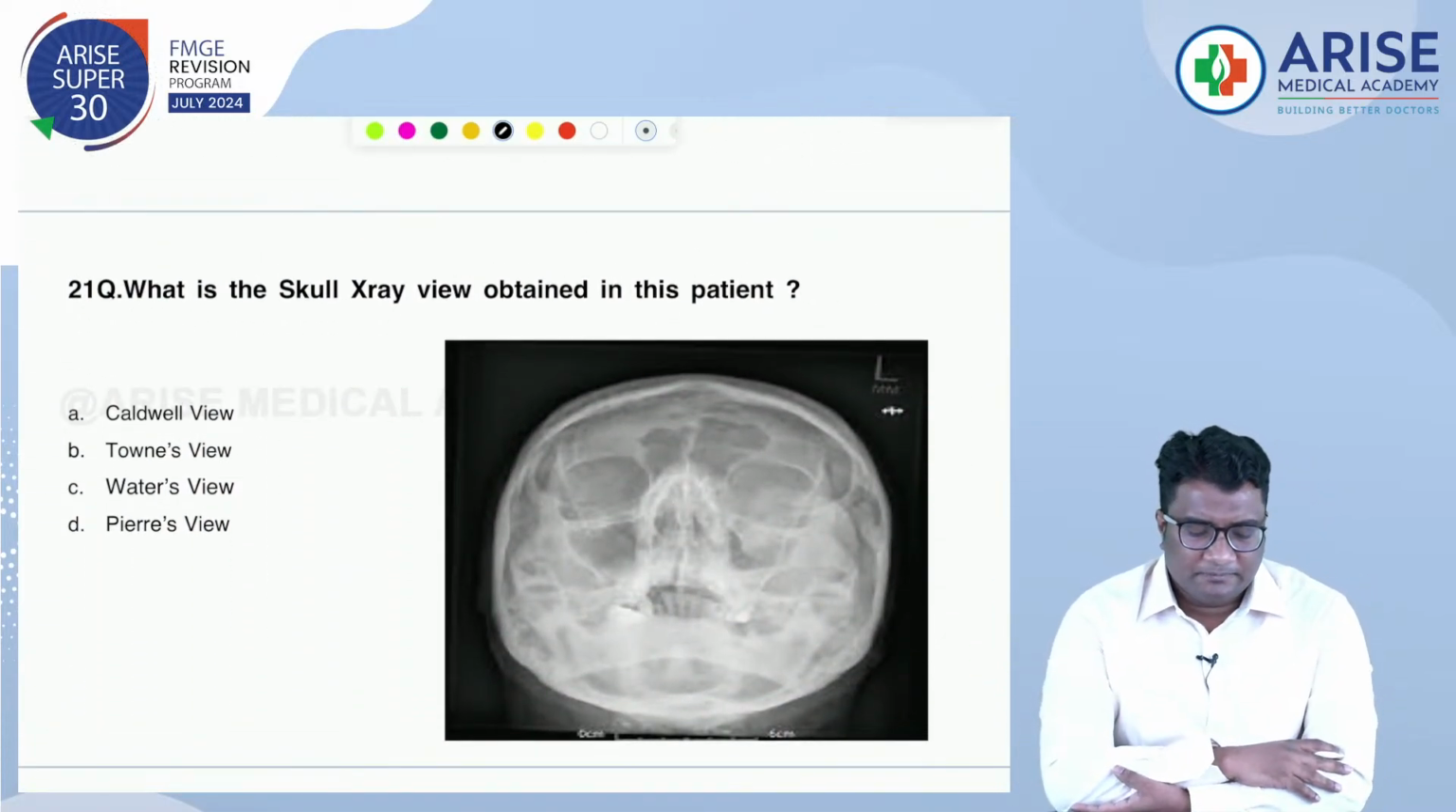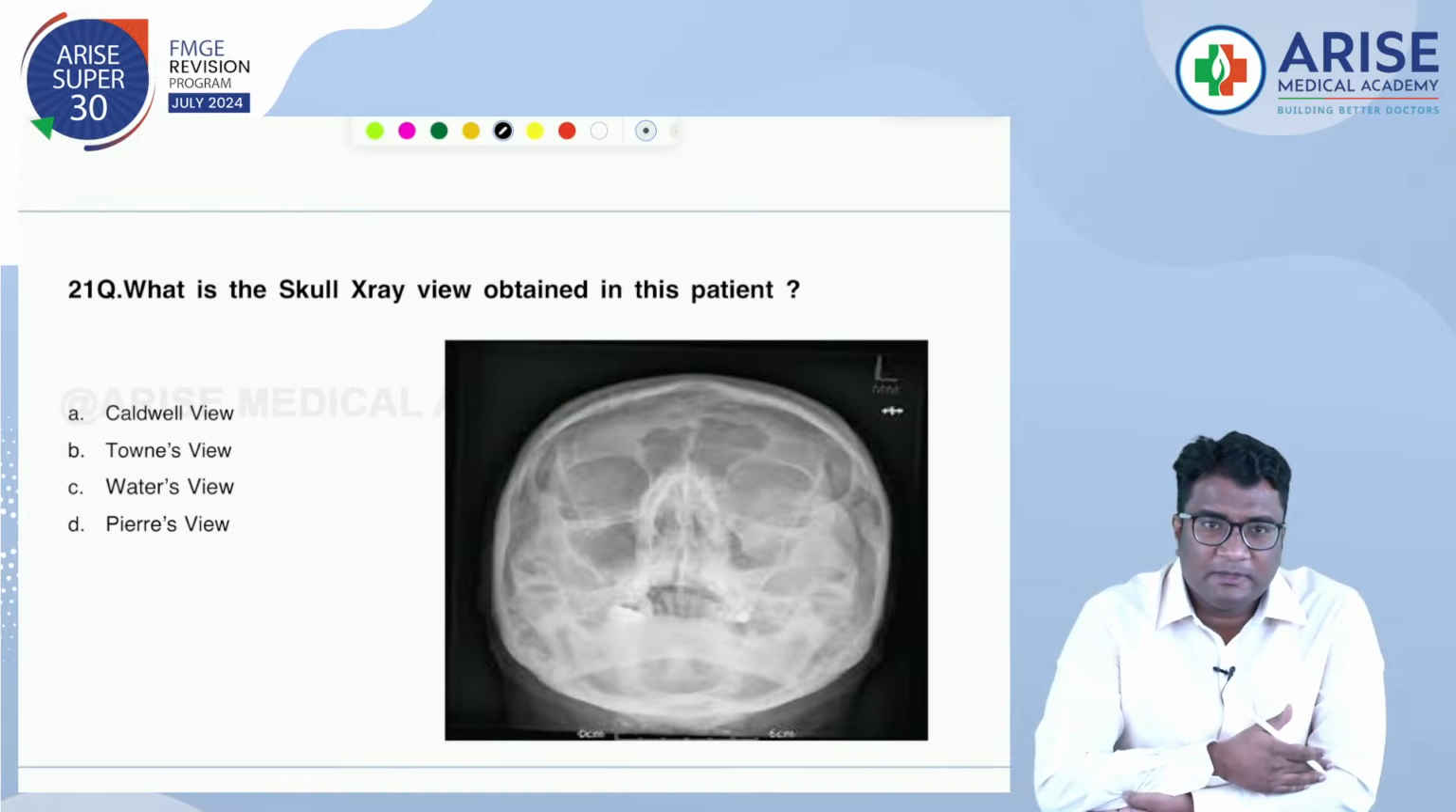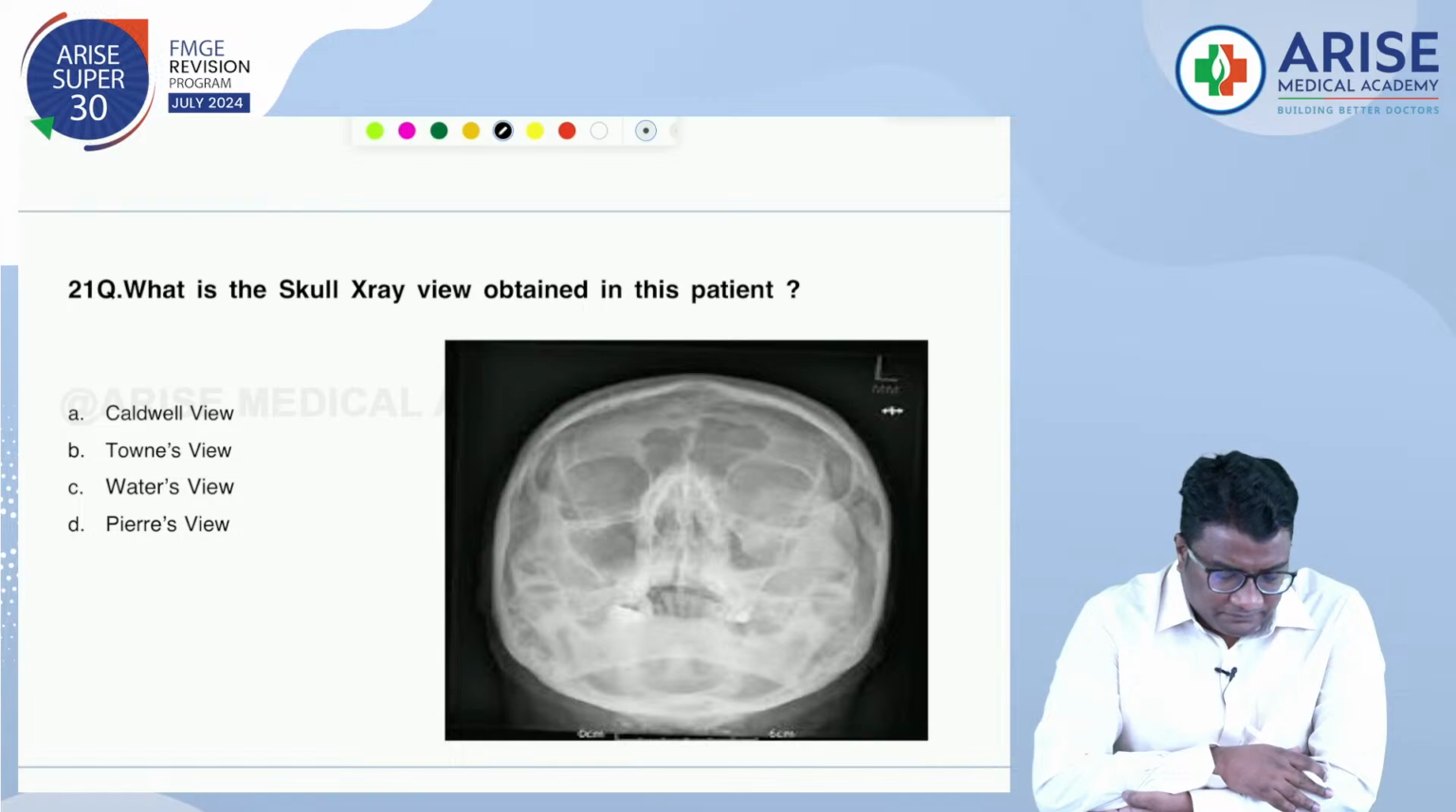Try this question. What is the skull view obtained in this patient? They gave you a radiograph and they're asking you what is the skull view. Let me see if you can answer this. Instead of detrimental, if they want to ask you about CT, they'll ask what is the investigation of choice or what is the preferred investigation to detect the metallic foreign body. Detrimental means harmful. Next. What is the skull view obtained in this patient? Is it Caldwell view, Townes view, Waters view, Perry's view?